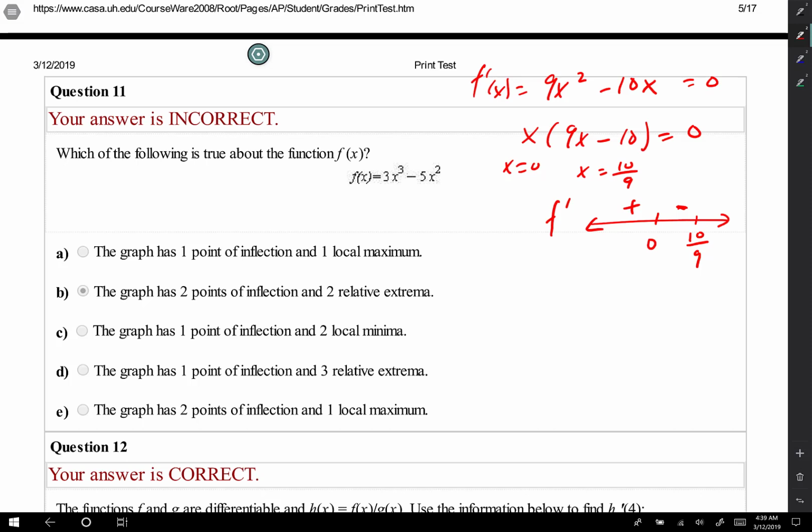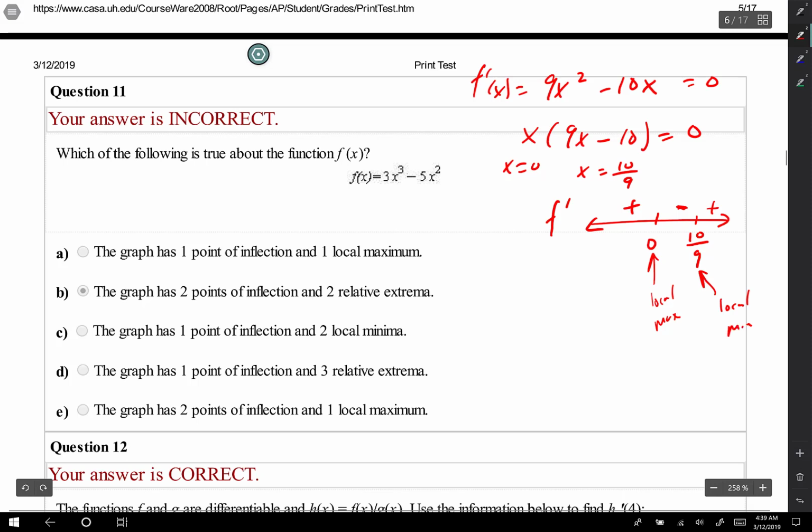It's like 4.5 minus 10, right? All right, next, a number larger than 1, so like 2. 9 times 2 is 18. 18 minus 10 is going to be positive, and 2 is positive. So let's see, for sure, that's a local max, and then that's a local min.